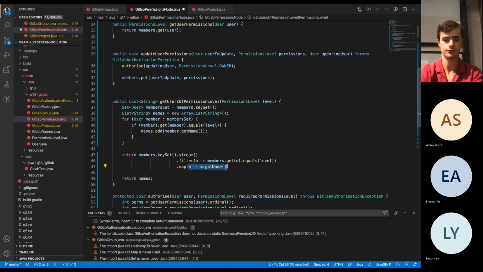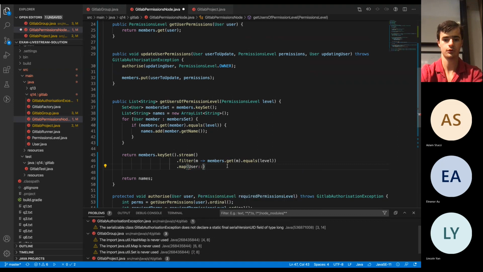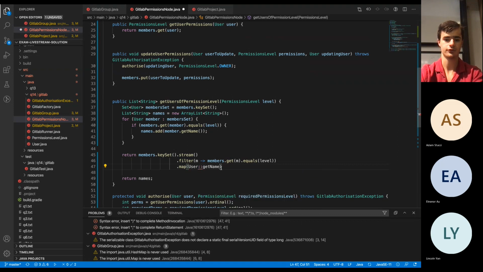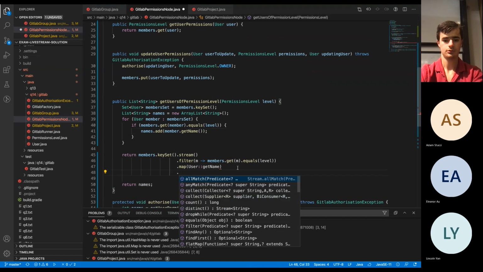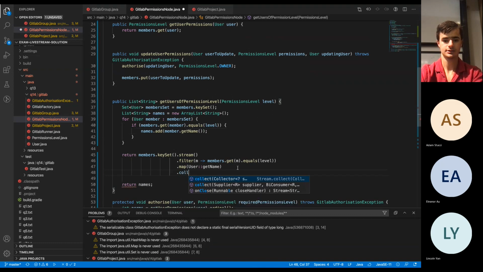Or if you want to be fancy, you can do this. You say user :: getName, and that just says run the getName function on this user, which is our member type. And then once we've done that, we can collect, Collectors.toList, and bunch it all back up into a list.